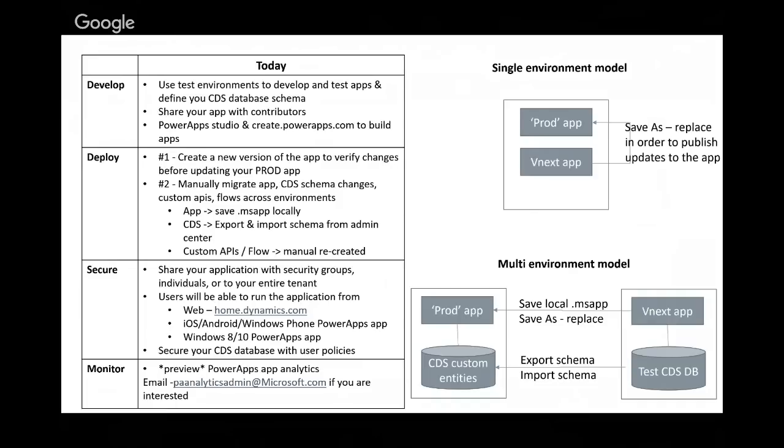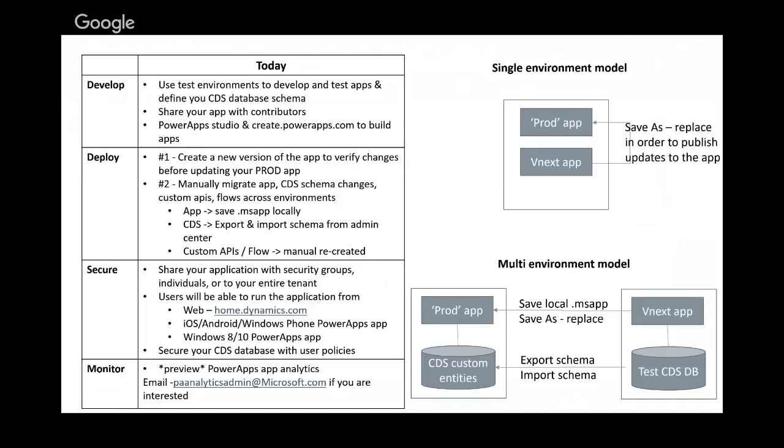So how do you do that today? Well, today it's not a great story. In this multiple environment model, which we support because we have environments, you would be working on vNext of your schema and application in one environment, but then you have to manually move all of that content over to the new environment. That's a little bit tough today. I'll walk through what we have today end to end, but you'd have to save your app to a local file and then open it up in the new environment to replace the file.